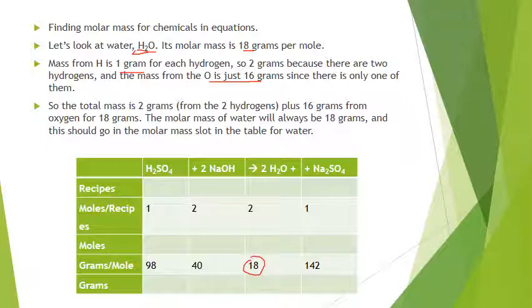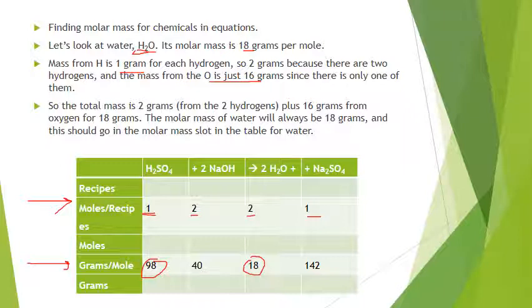Okay, and then sulfuric acid. Okay, we'll go over this in a minute. All right. Now these two rows here are really important to understand. This tells me every time I do the reaction, for every 1 sulfuric acid, I need 2 sodium hydroxides, which will produce 2 waters and 1 sodium sulfate.